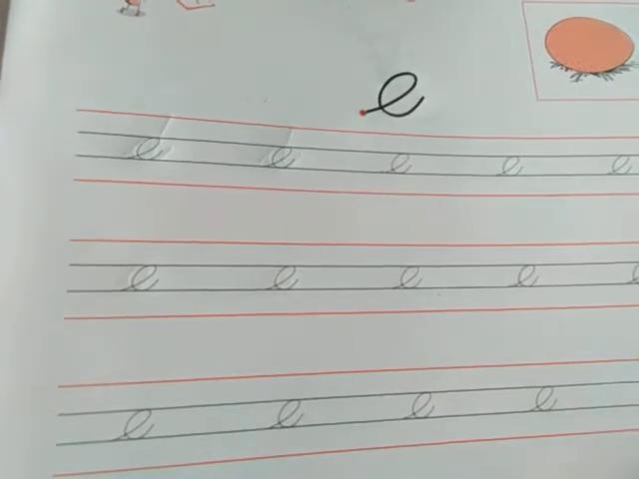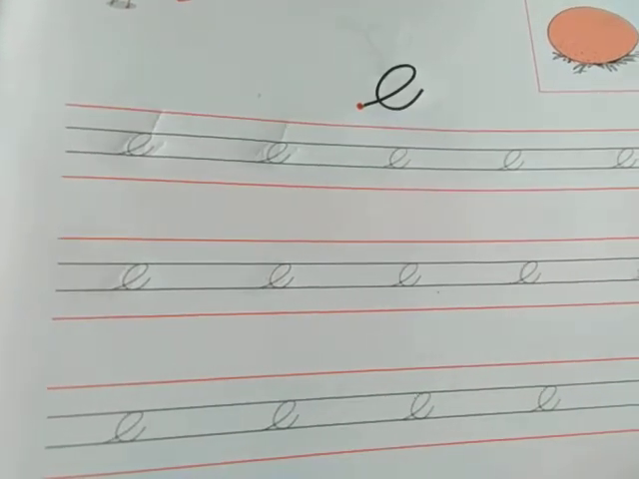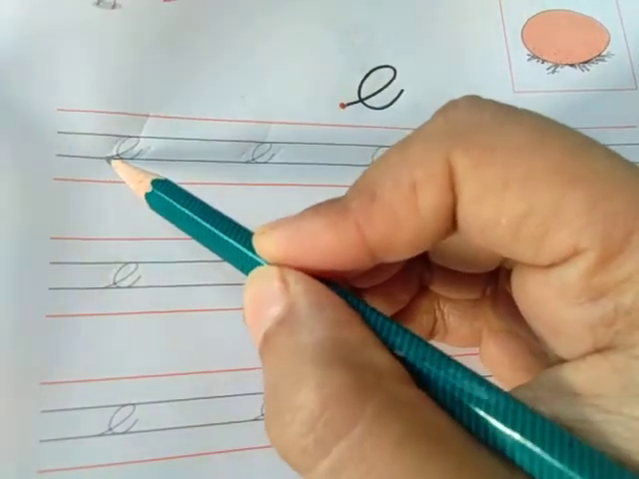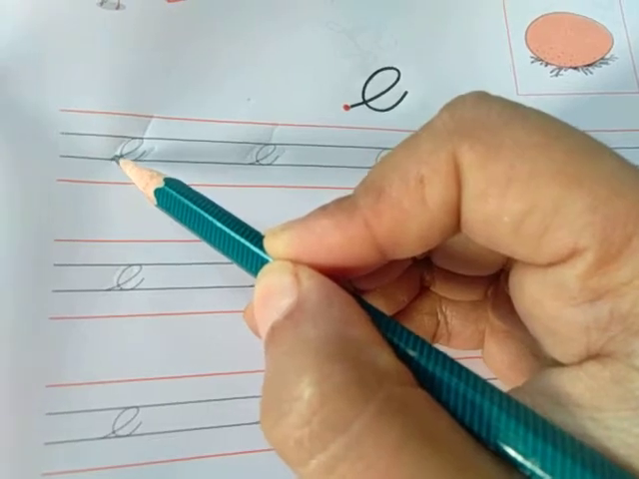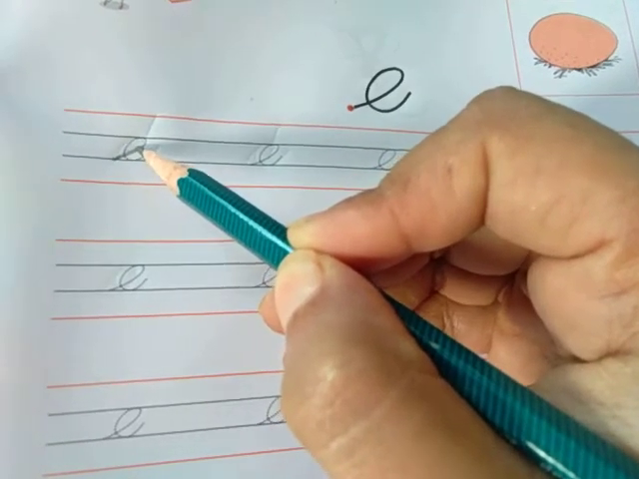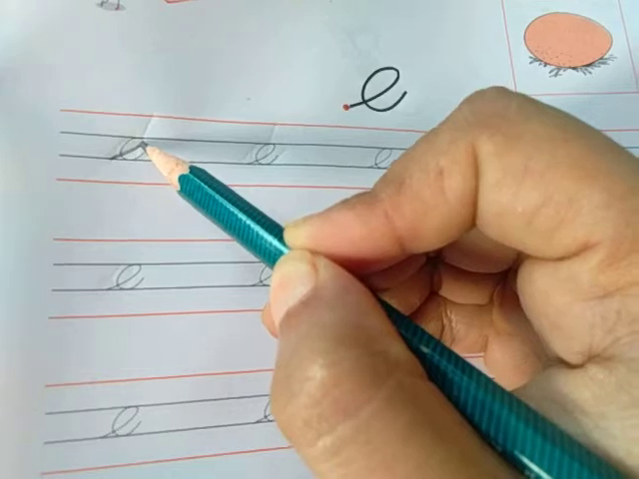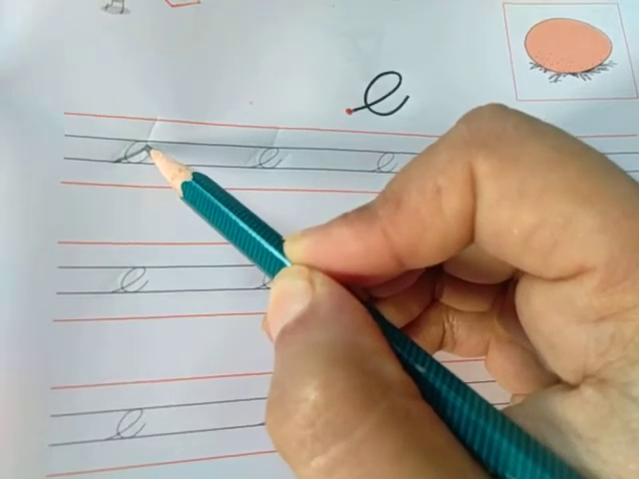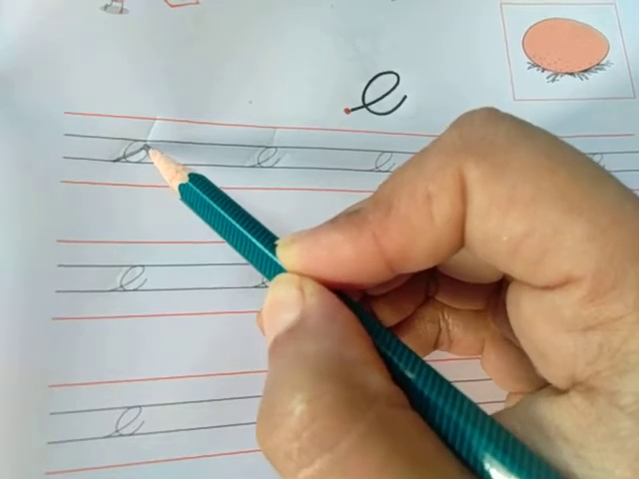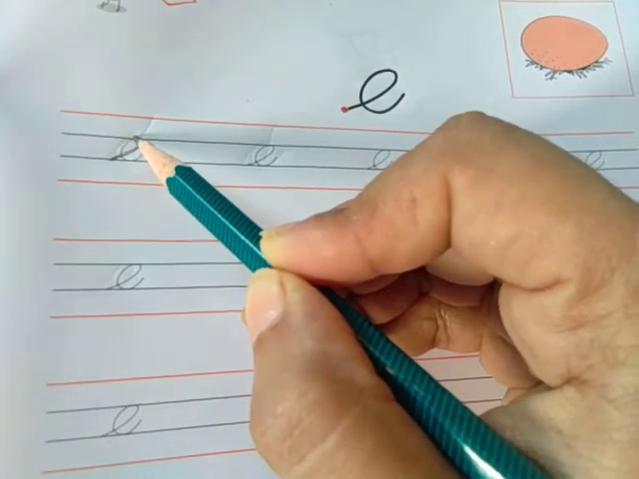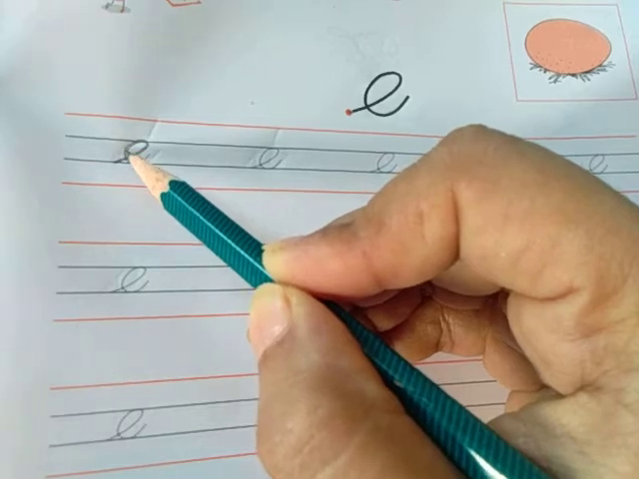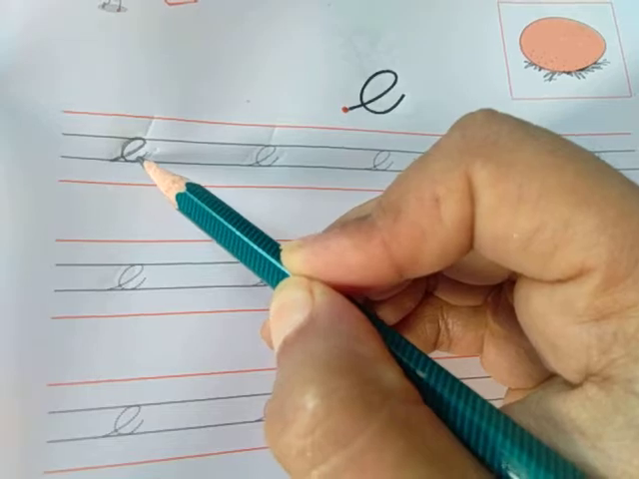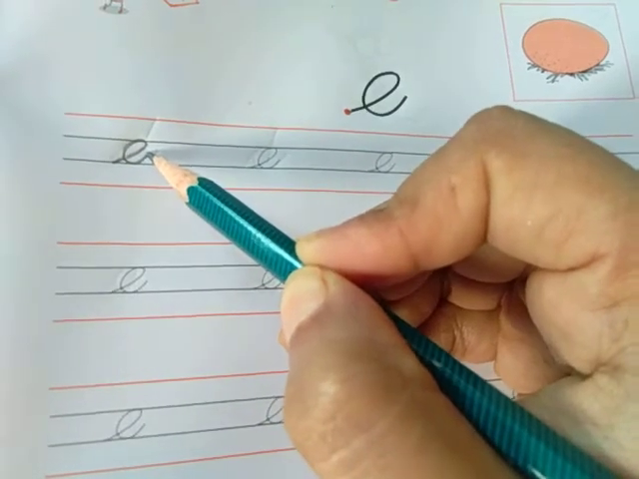So let us start. Let us trace. Now see. Start from here. Move up. From here you have to stop. Don't touch the second line. You have to stop here itself, then touch the line, forming a curve, and crossing it here, intersecting it here, you come up to here. Letter E.